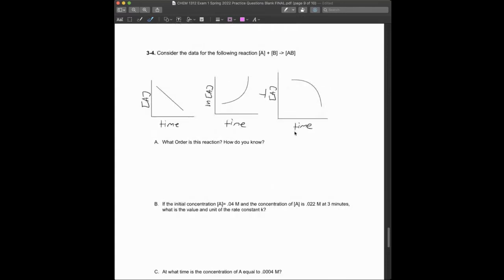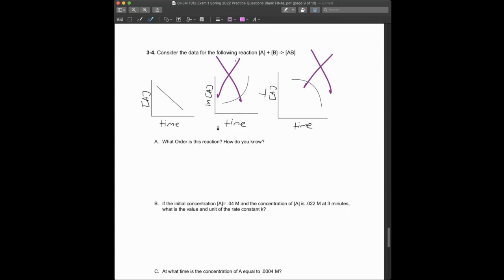From the PowerPoint, there weren't any graphs that showed any curves like that. Isn't that for second order? Well, let's go ahead and find out, right? We know that there are no curves here.